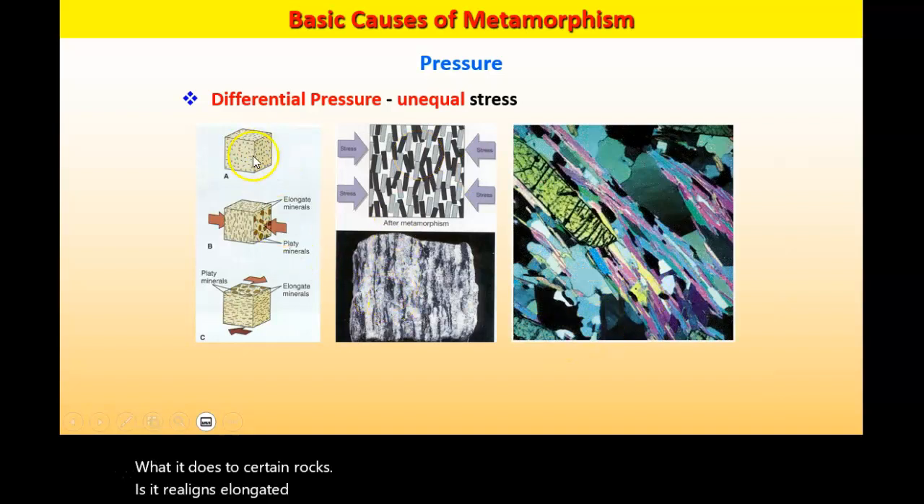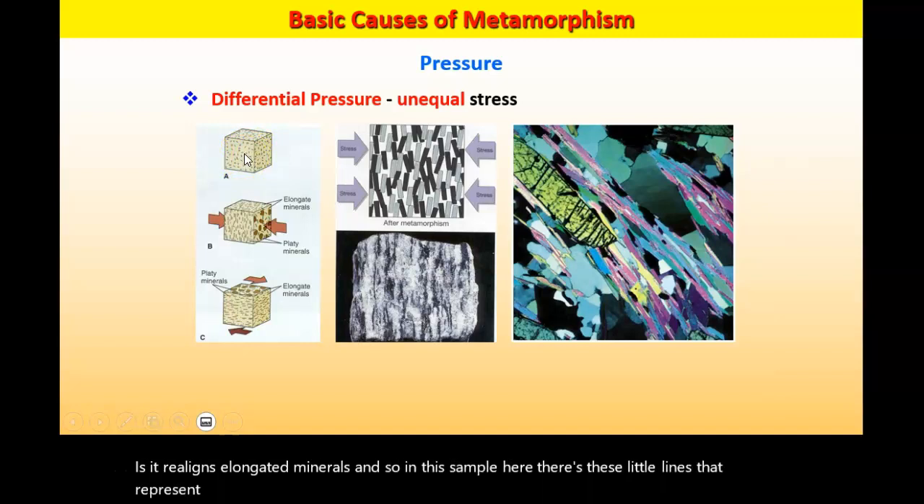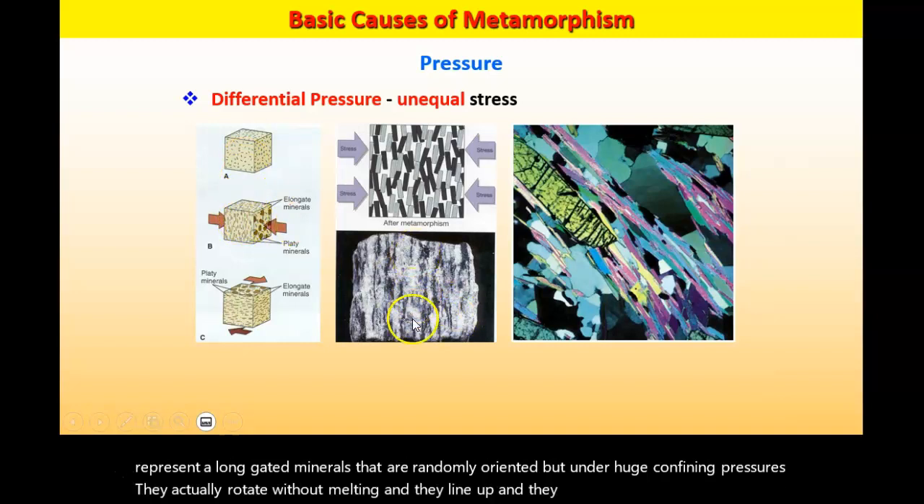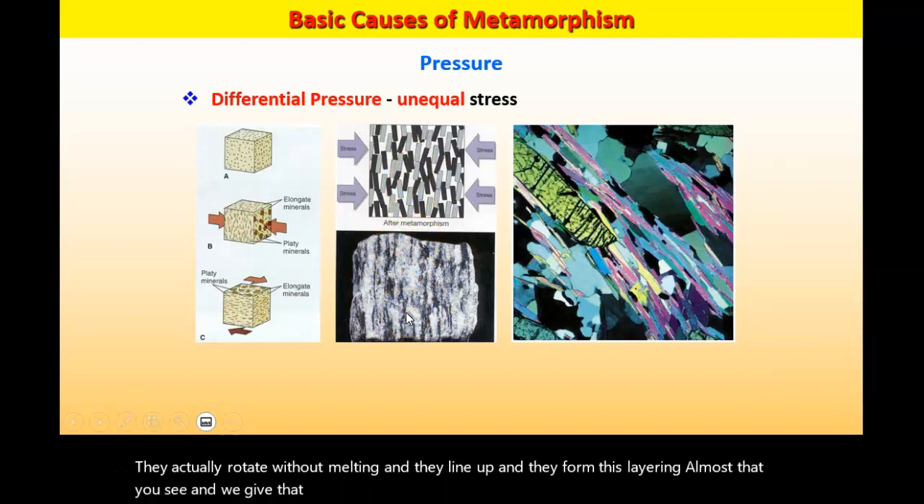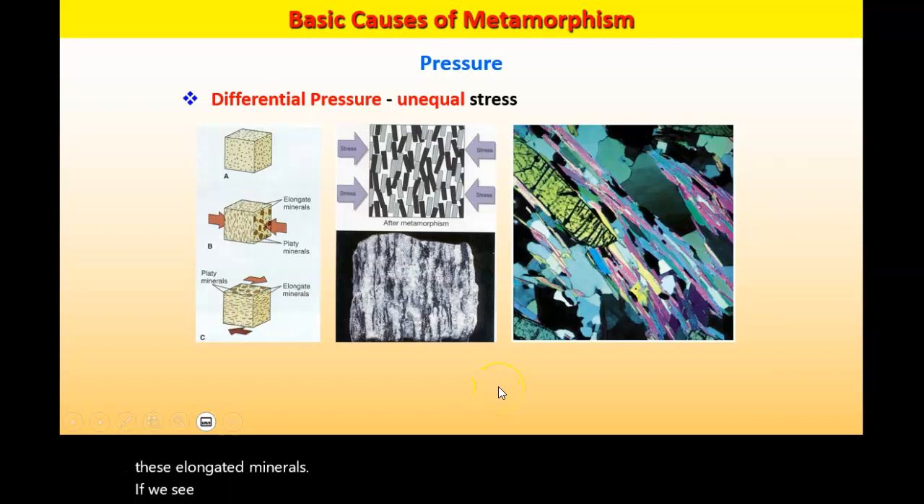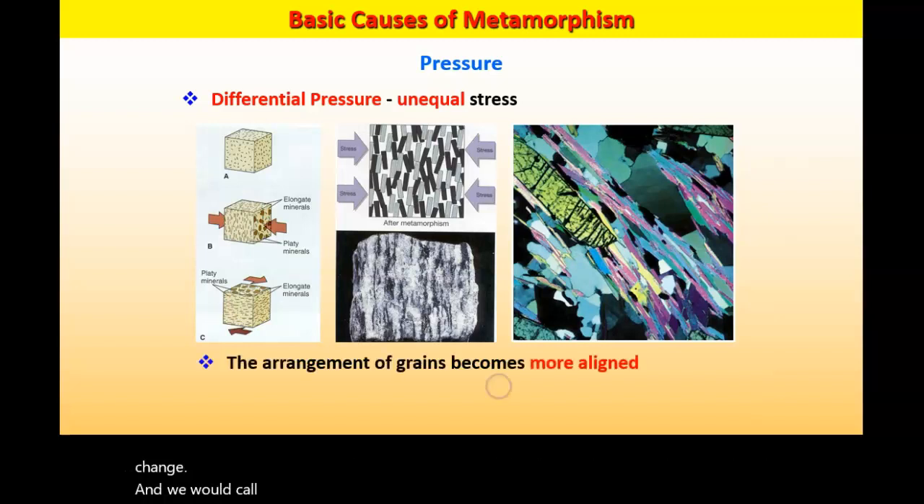What it does to certain rocks is it realigns elongated minerals. And so in this sample here, there's these little lines that represent elongated minerals that are randomly oriented. But under huge confining pressures, they actually rotate without melting, and they line up and they form this layering almost that you see. And we give that a term, we call it foliation, which means the lining up of these elongated minerals. If we see that, we would argue that pressure was probably the dominant force here causing the change, and we would call that regional metamorphism.